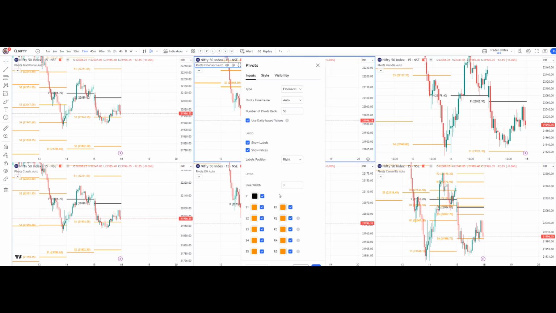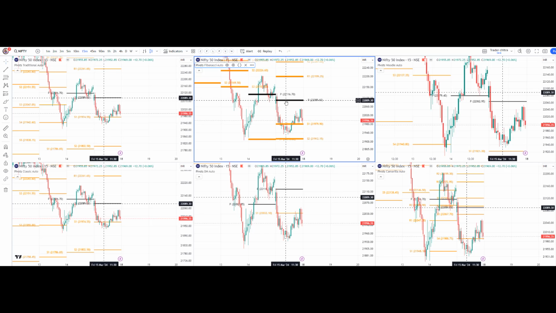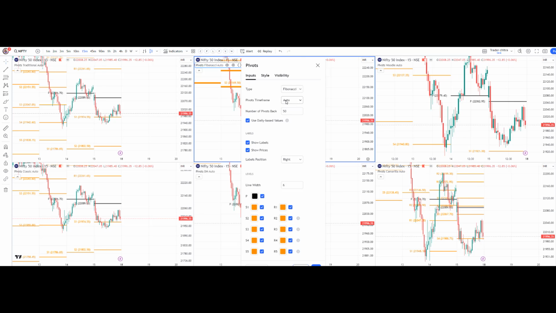Okay, and also the line width. For line width, we can see this is 3, that is the width of the pivot and the support and the resistance. But if you want more width, you can click on 7 or 8 based on your vision. Okay, then click on OK. So here we can see thick lines, but I have made it 2. Okay, and click on OK. And the pivot point, support one, and the resistance level we can see here.